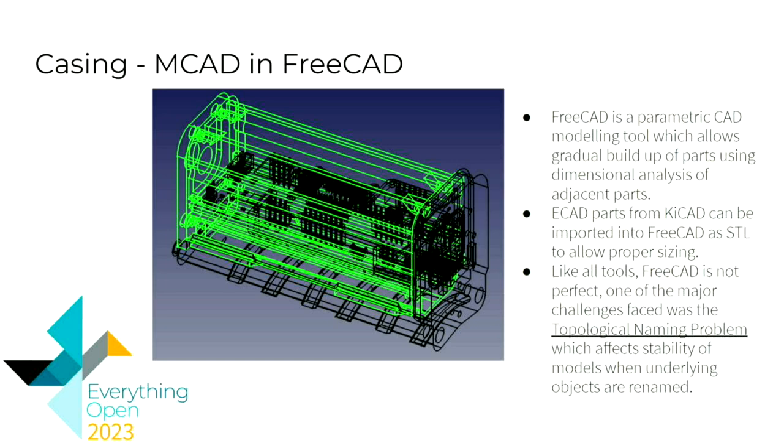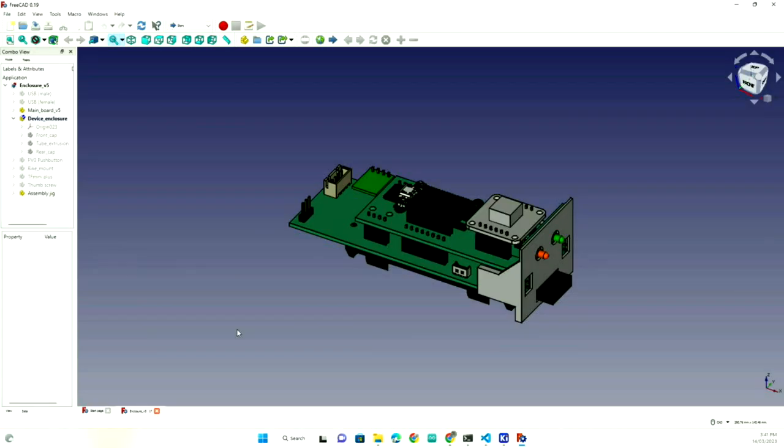FreeCAD had a problem called the topological naming problem. Whenever you have a stacked up assembly tree and you change one part down in the CAD, the entire thing will fall and crash. So they're still looking for help in fixing the topological naming problem. I'll just go over FreeCAD a little bit to show all the open source tooling we're using.